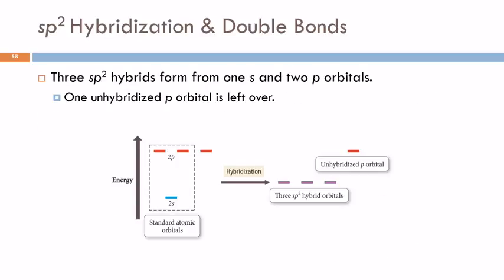You can also have hybridization with an s orbital and 2 p orbitals. So here we have our original standard atomic orbitals, and if we take the s and 2 of the p's and hybridize them, we're going to get 3 sp2 hybrid orbitals. Because we started with 3 orbitals, we have to end up with 3 orbitals. And the p orbital that wasn't included in the hybridization is just still there where it was. So it's called sp2.